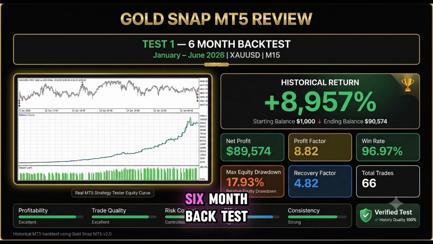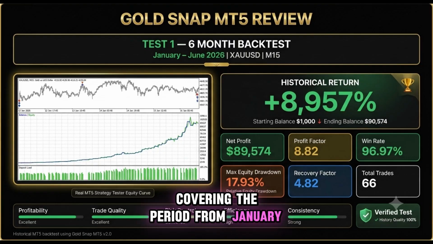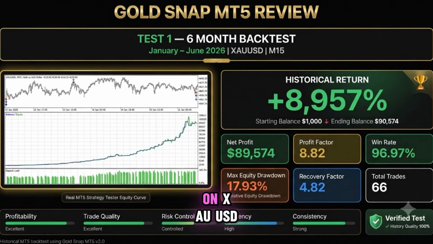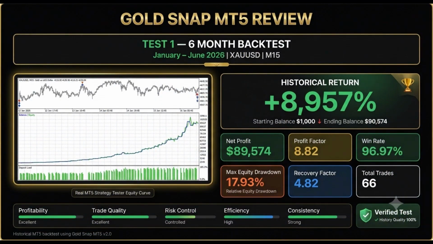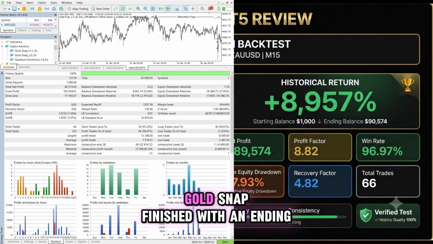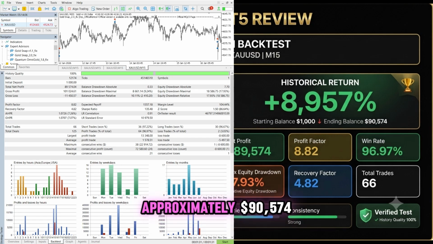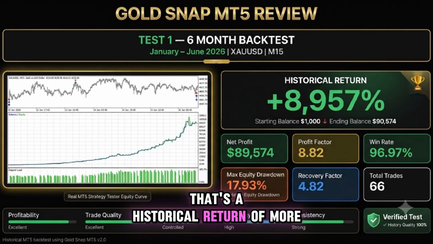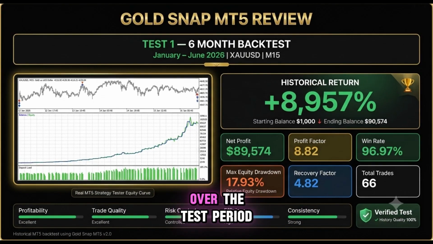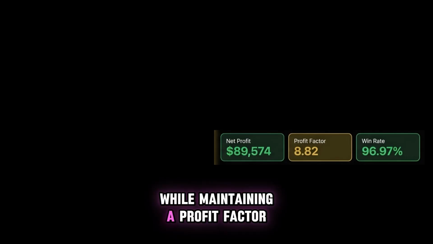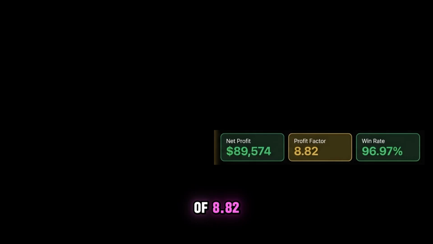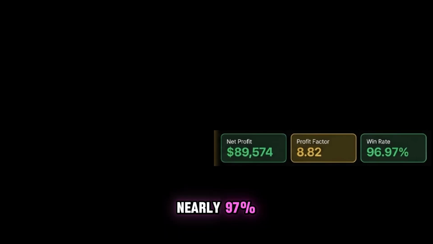Let's start with the primary 6-month backtest, covering the period from January through June 2026 on XAUUSD using the M15 timeframe. Starting from a $1,000 account, Gold Snap finished with an ending balance of approximately $90,574. That's a historical return of more than 8,900% over the test period. The strategy generated $89,574 in net profit while maintaining a profit factor of 8.82 and an impressive win rate of nearly 97%.